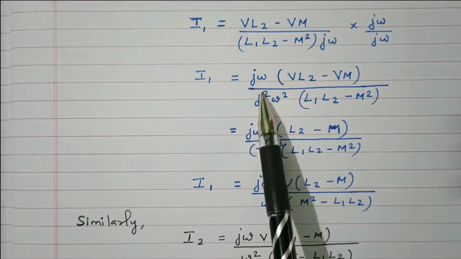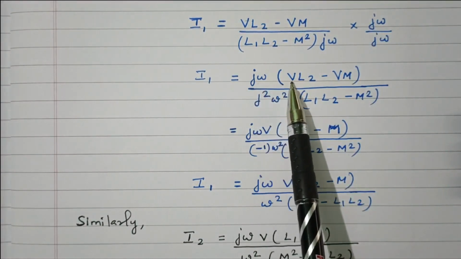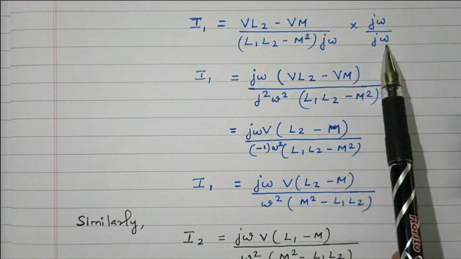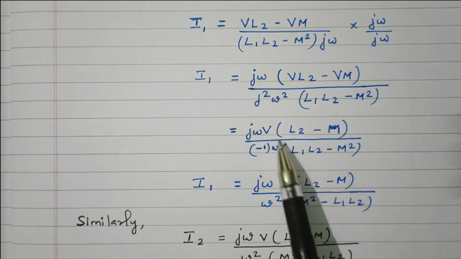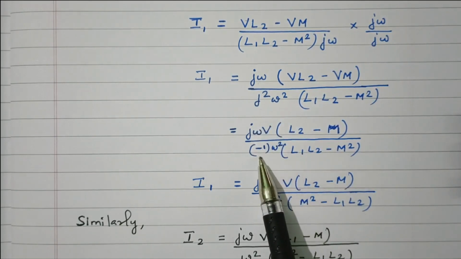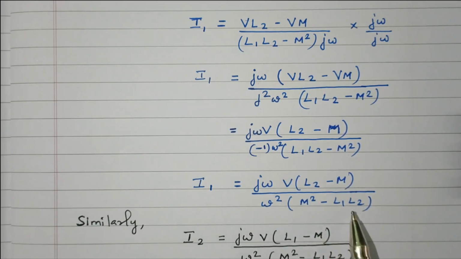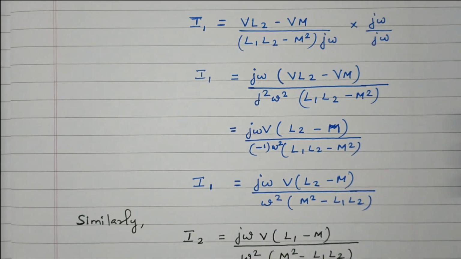So this j omega is available here: j omega into V L2 minus Vm. Here we have j square omega square, since j omega is available 2 times. We know that j square value is minus 1, so it becomes minus, and due to this minus, it is multiplied inside. So it becomes m square minus L1 L2, right? So I1 equals j omega V L2 minus m divided by omega square into m square minus L1 L2, right? Now we got the expression for I1.